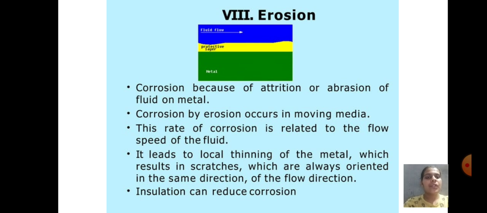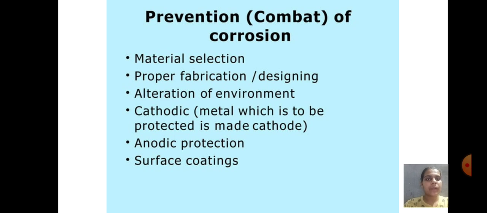Erosion. Corrosion because of attrition or abrasion of fluid on metal. Corrosion by erosion occurs in moving media. The rate of corrosion is related to the flow speed of the fluid. It leads to local thinning of the metal, which results in scratches which are always oriented in the same direction of the flow direction. Insulation can reduce corrosion.